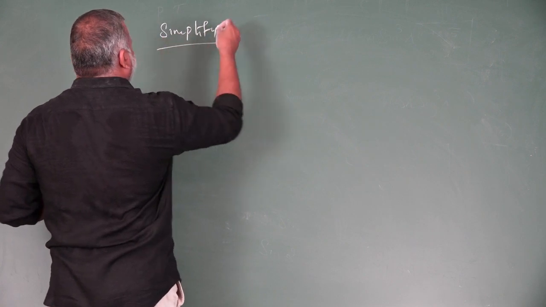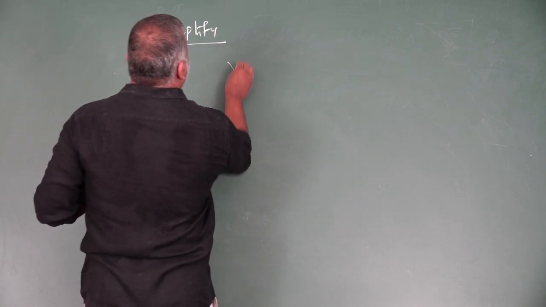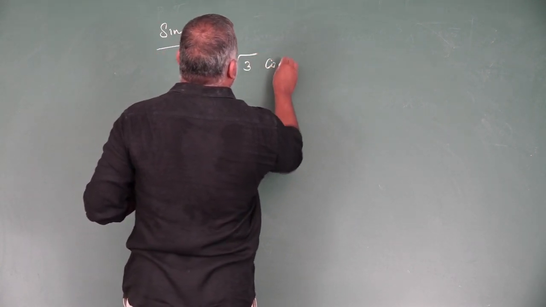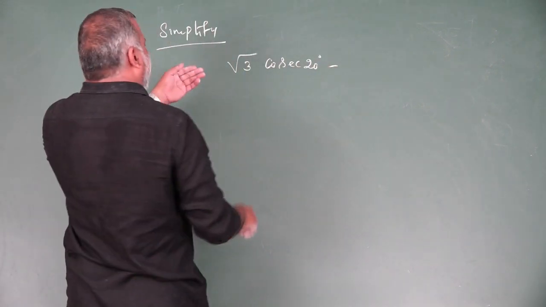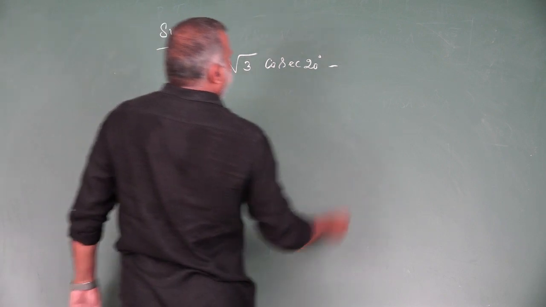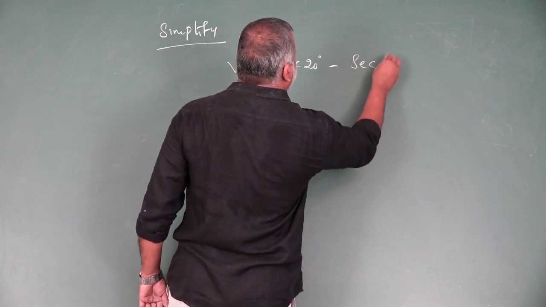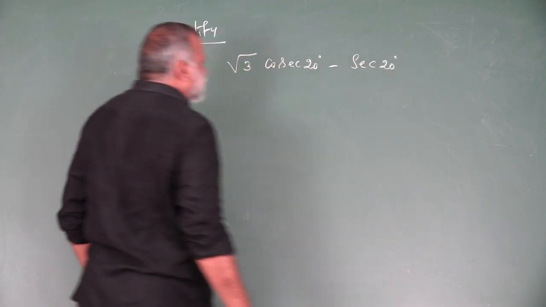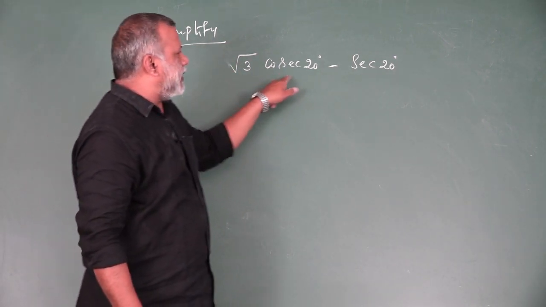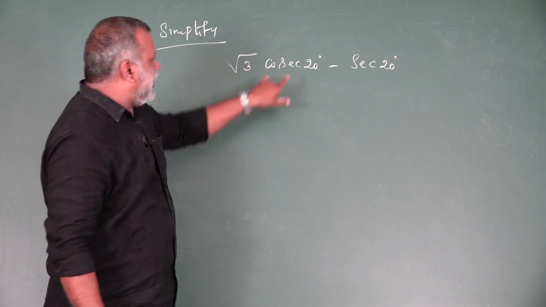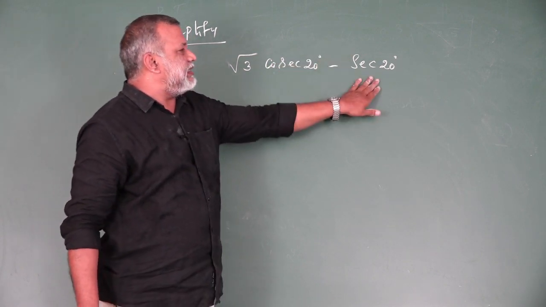Once again, simplify. The question is root 3 cosecant 20 minus secant 20. We are going to simplify this one. This is the given data: root 3 cosecant 20 minus secant 20. Here we are having cosecant and secant.